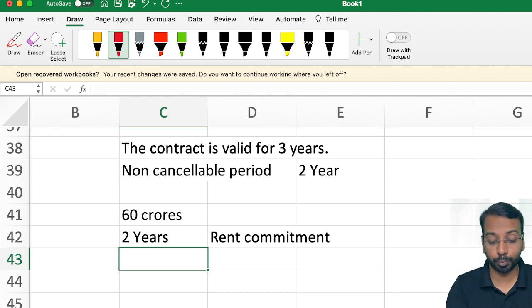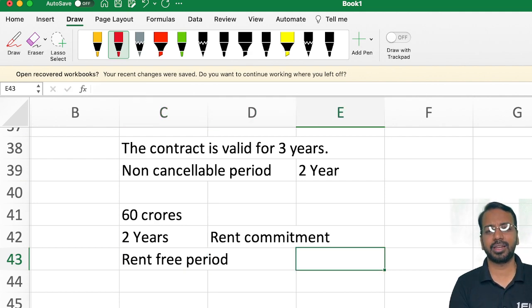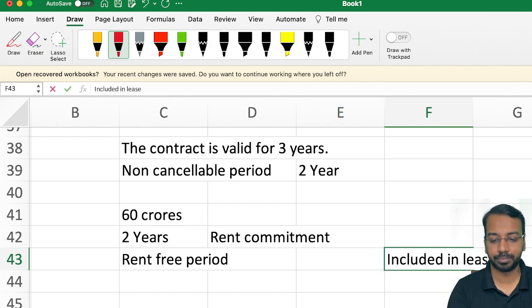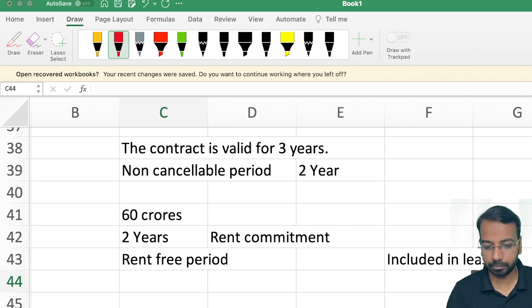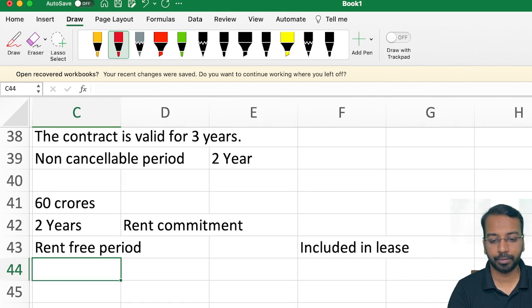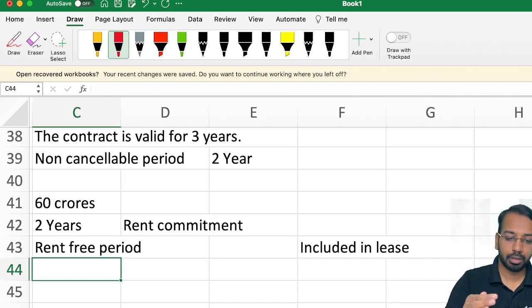And even in this 2-year period, if there is some rent-free period, let us say the supplier says, for the first 3 months I will not charge any rent, you set up all your interiors. After that, for the next 1 year and 9 months, we cannot cancel the contract. So even if there is a rent-free period, it is included in the lease term. Okay, that is one. Now, non-cancelable period is understood, rent-free period is understood.